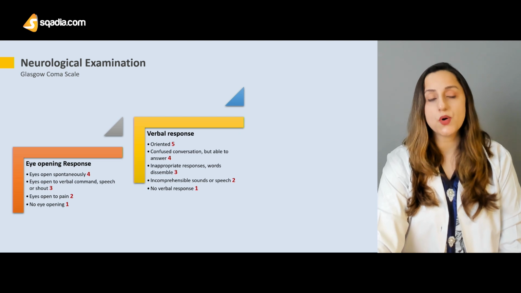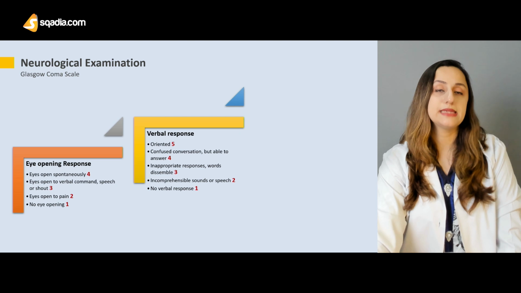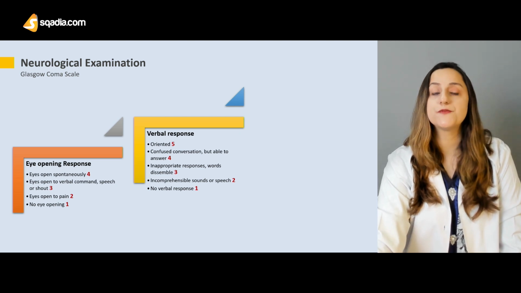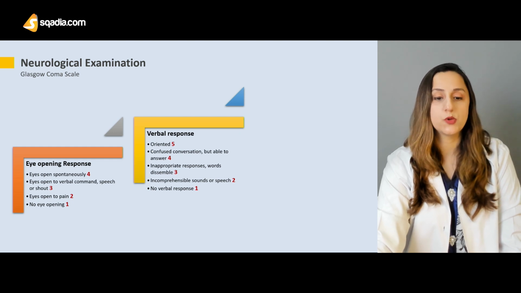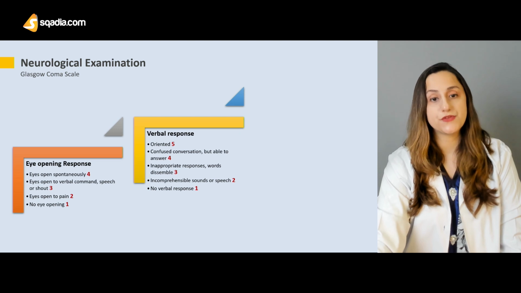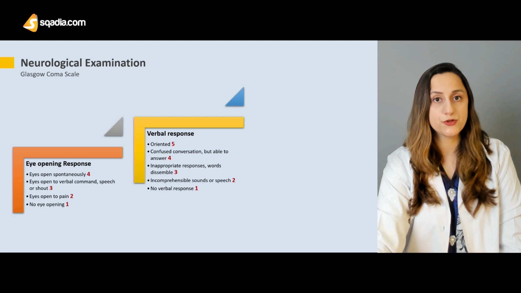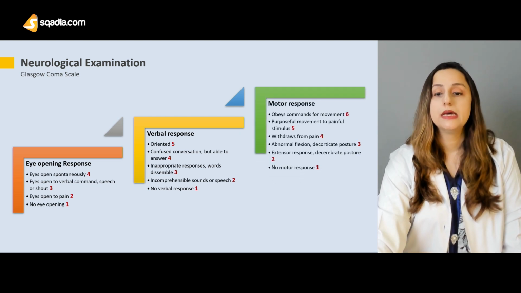For verbal response, if the patient is oriented, it's a score of 5. Confused conversation, but able to answer questions, then you give 4 points to the patient. Inappropriate responses or words disassembled, then you give a score of 3. Incomprehensible sounds of speech account for 2 points, and no verbal response makes a score of 1.